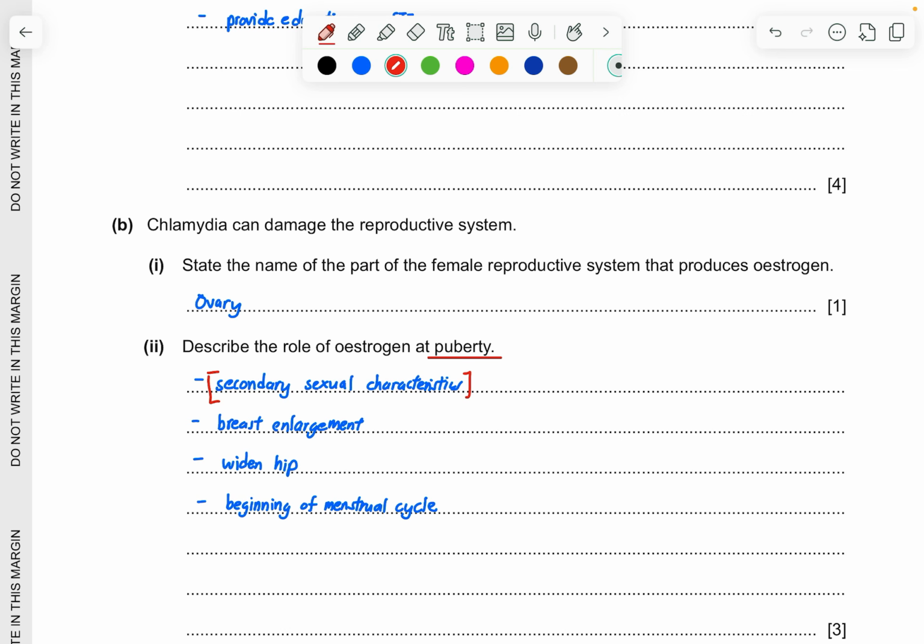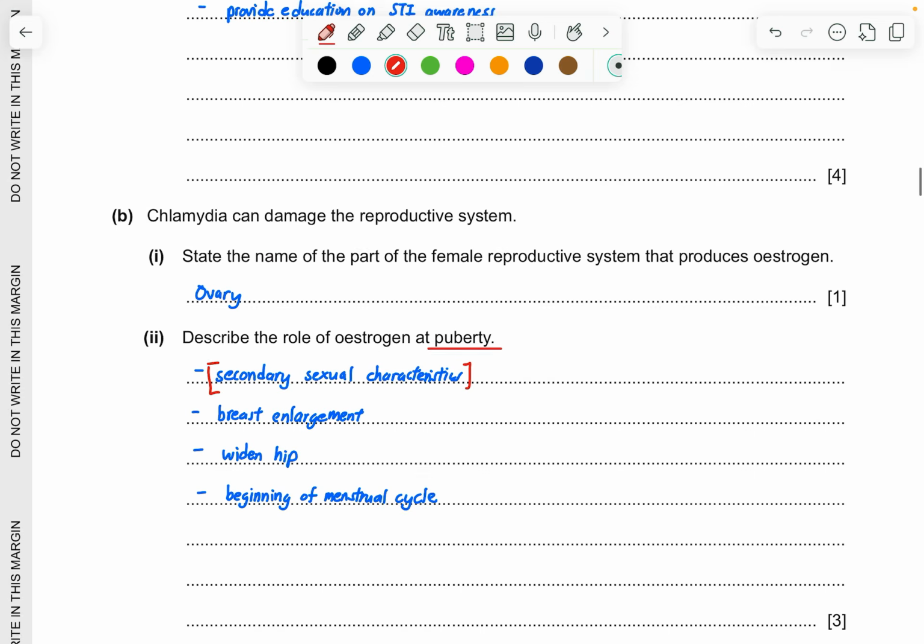One, there will be enlargement of the female breasts. Then you can see the girls usually have more widened hips, and estrogen also helps to kickstart the menstrual cycle, because in order for the menstrual cycle to begin, they need to have estrogen.